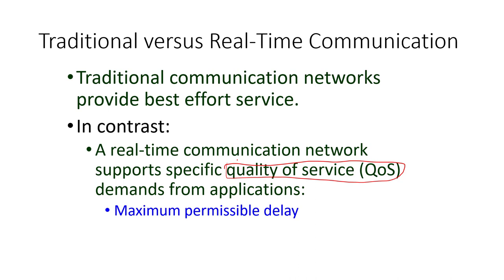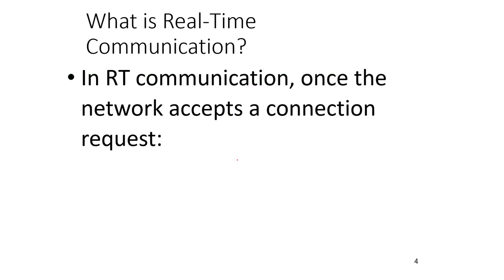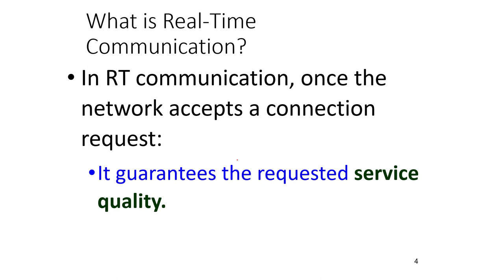So basically, you are bounding the maximum permissible delay and also the maximum permissible packet loss rate. So in RT communication, once the network accepts a connection request, pretty much the network is guaranteeing the requested service quality, that at least this level of quality you are going to get, regardless of the behavior of the other nodes that are a part of the network.